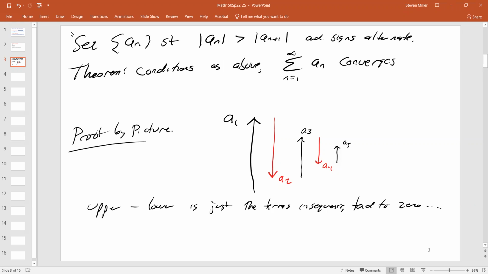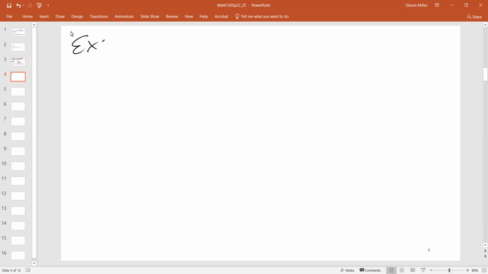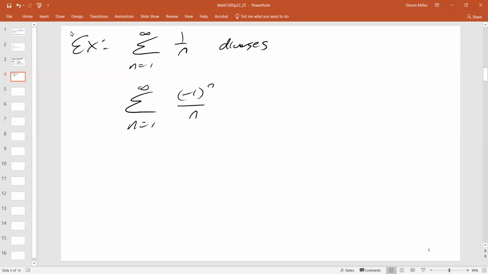So for example, if I give you the sum, n goes from 1 to infinity, of 1 over n, converge or diverge? Diverges. But what if I give you the sum, n goes from 1 to infinity, of negative 1 to the n over n? That will converge.